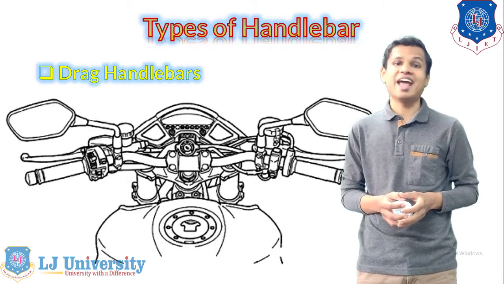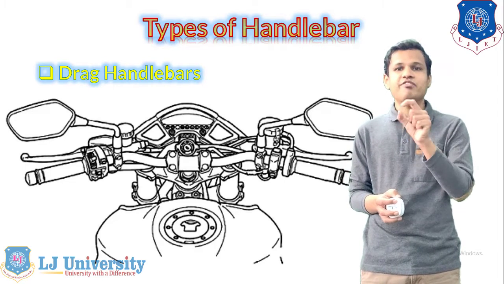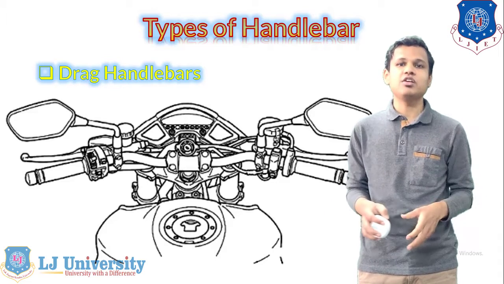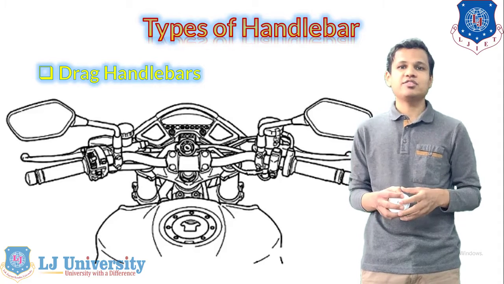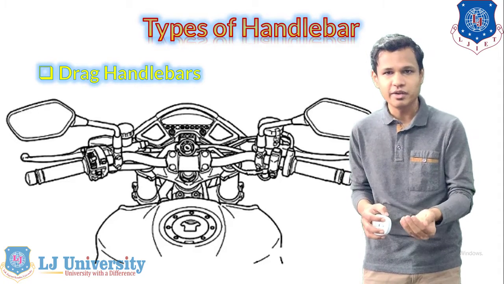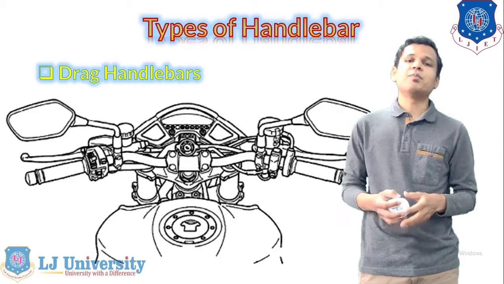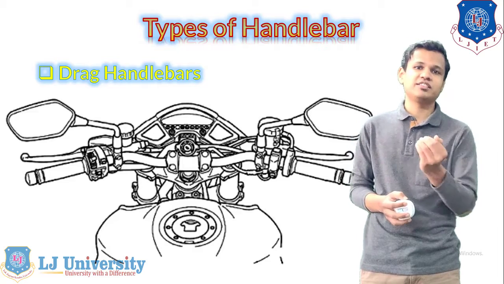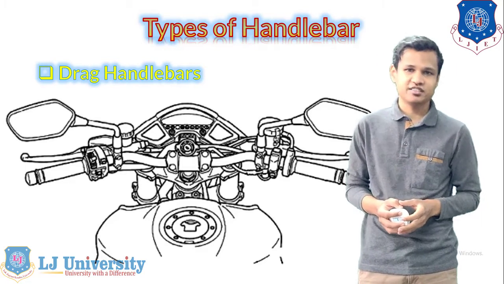Third one is the drag handlebar. In case of the drag handlebar, the bar is kept very smaller and it is very nearer to our steering column. So when driver drives the motorcycle, he has to just lean down a little bit and he will get a little bit leaner posture. In that posture, he will drive the bike. This type of bikes or this type of handlebars generally used in the pulsar type of bikes.